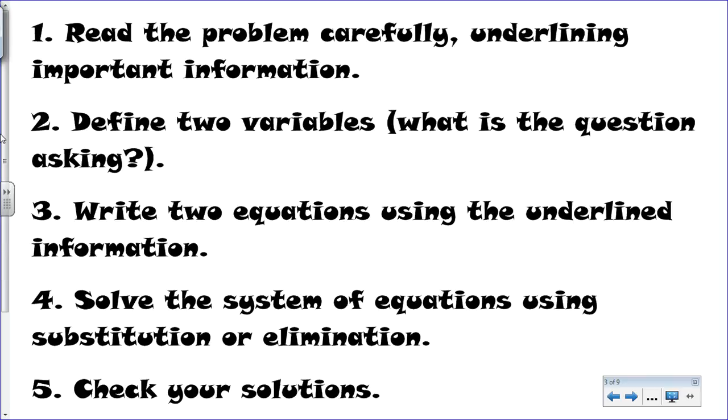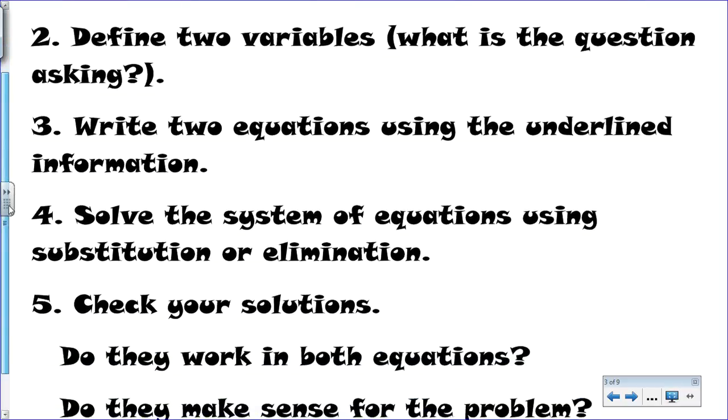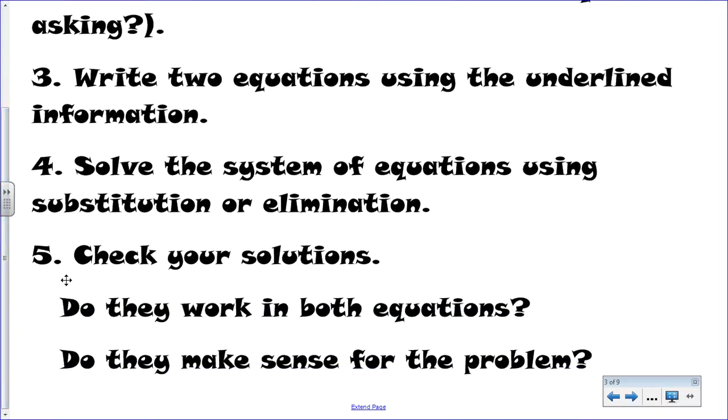First, it's really important that you read the problem carefully and underline the important information. Define the two variables, which are going to come from what the question is asking. What do they want us to find? You're going to write two equations using the underlined information, solve the system of equations using substitution or elimination, and then check your solutions. A couple things to pay attention to is to make sure they work in both equations, and also do they make sense for the problem.